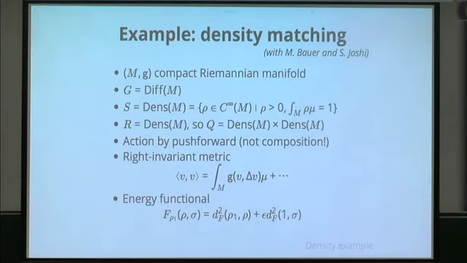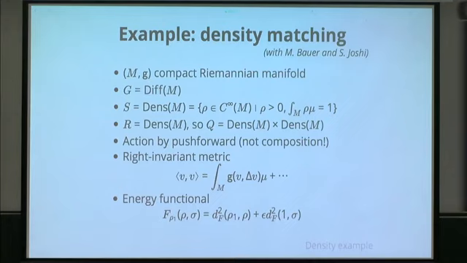So here now comes the infinite dimensional example. This is some work we did some time ago with Martin Bauer and Sarang Joshi. We're still working on it, but this is the first part. So the setting is the following. We start with a compact Riemannian manifold M. G denotes, there's a lot of G here, so you have to keep track of all of them. The lowercase g is the metric. And then our group now is infinite dimensional. It's the space of diffeomorphisms of M.